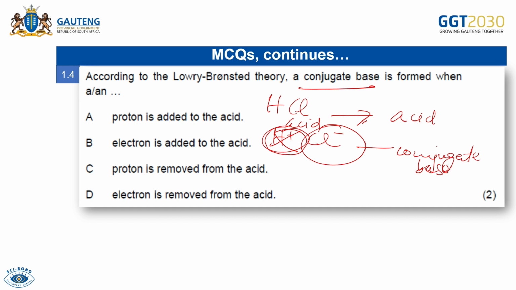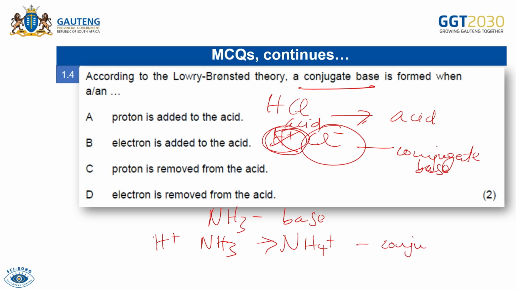Now let's look at the base. This is the base, and a base will form a conjugate acid. We are going to add a proton to this ammonia to form the ammonium ion, and this ammonium ion becomes the conjugate acid. So a conjugate acid is formed after addition of a proton to a base.